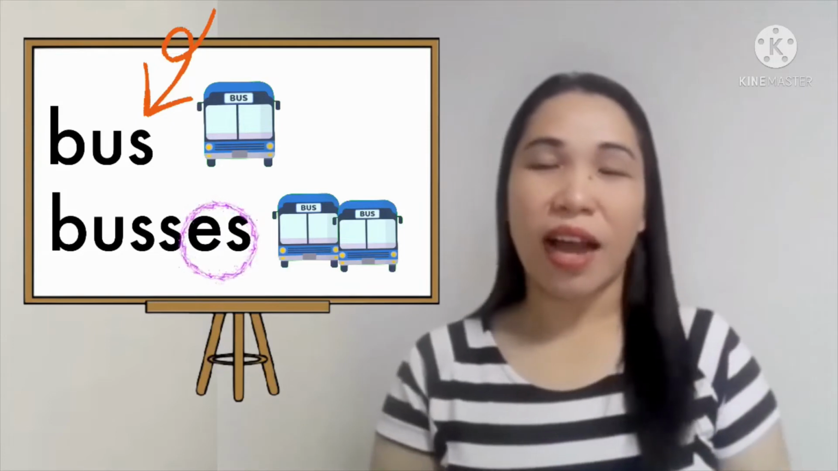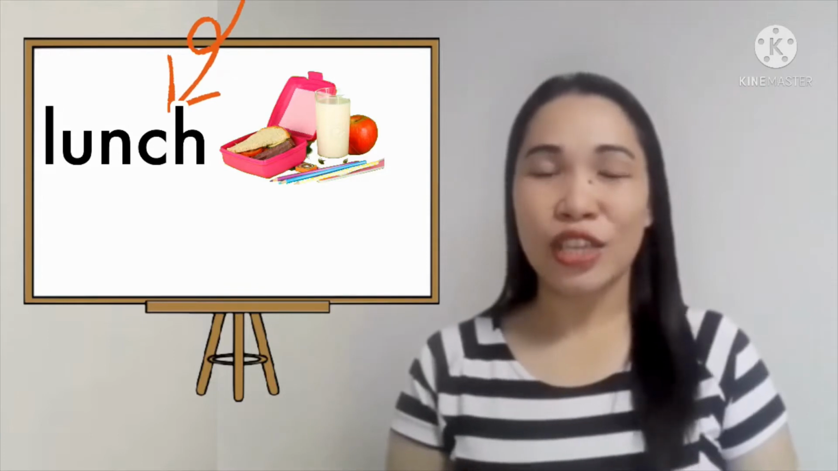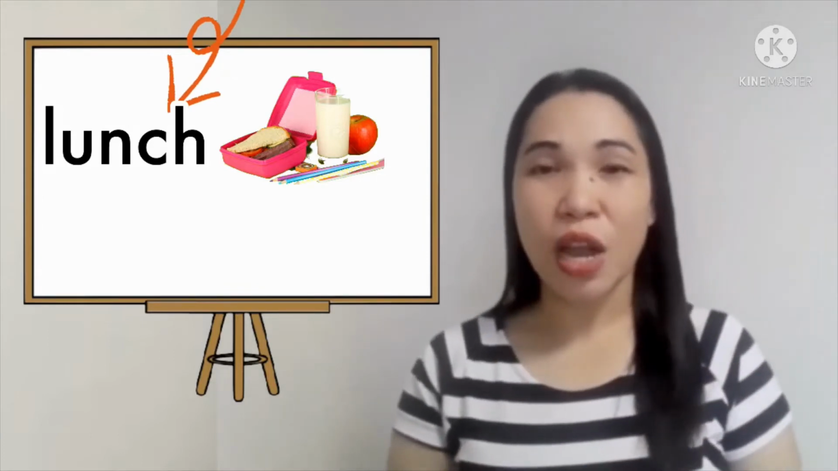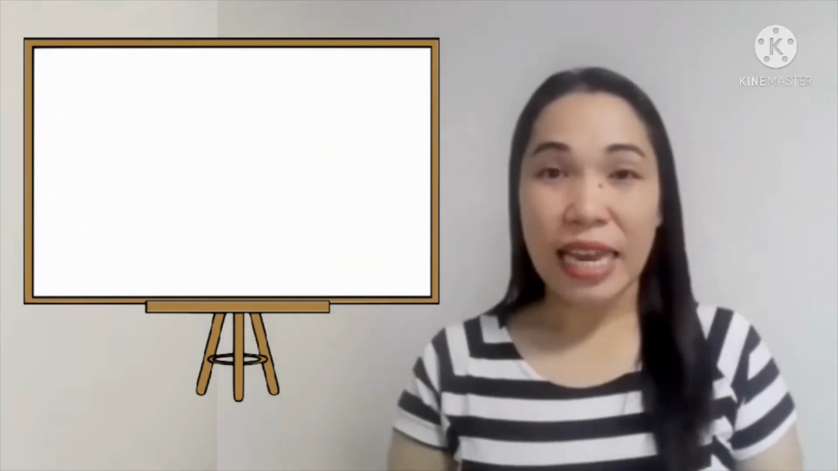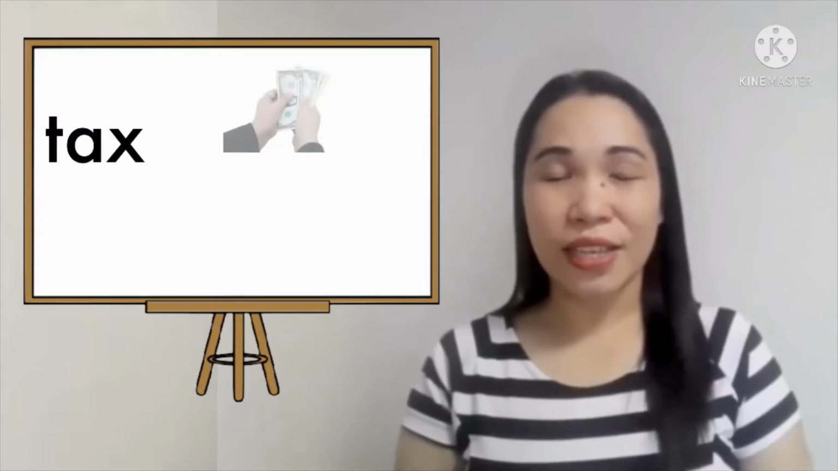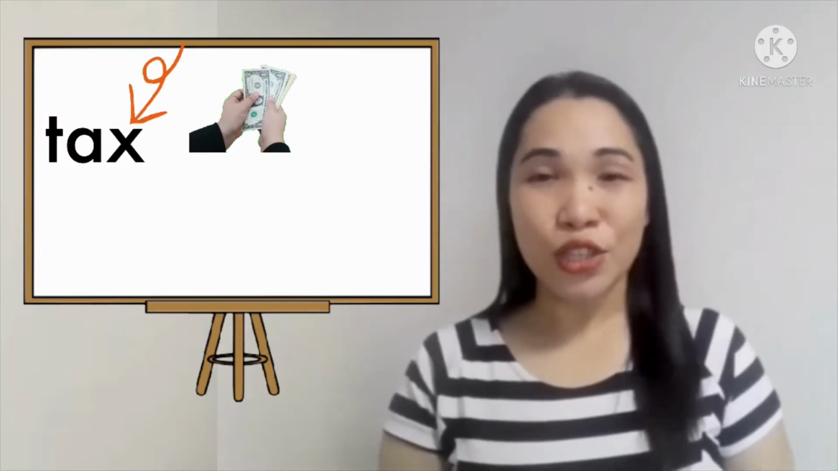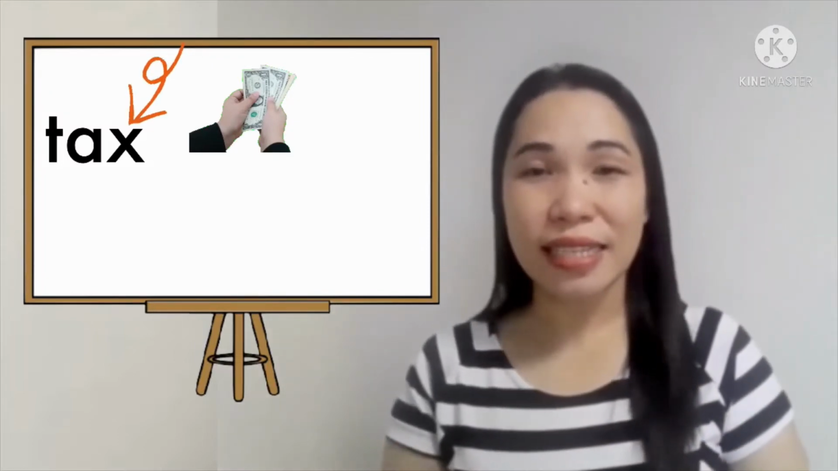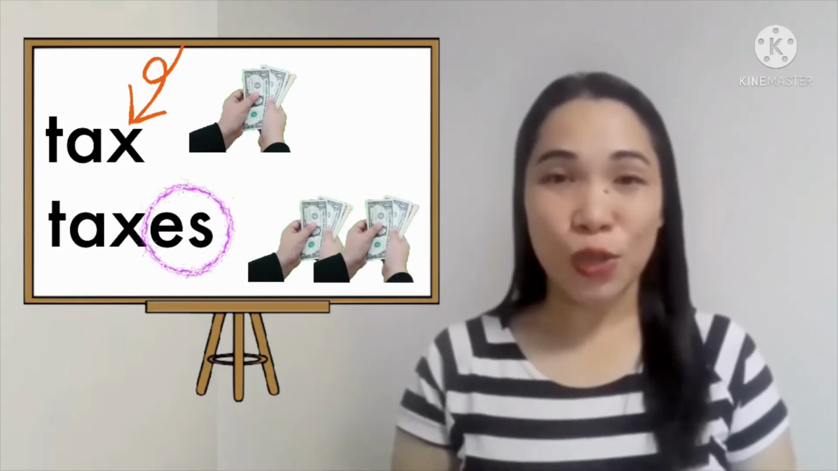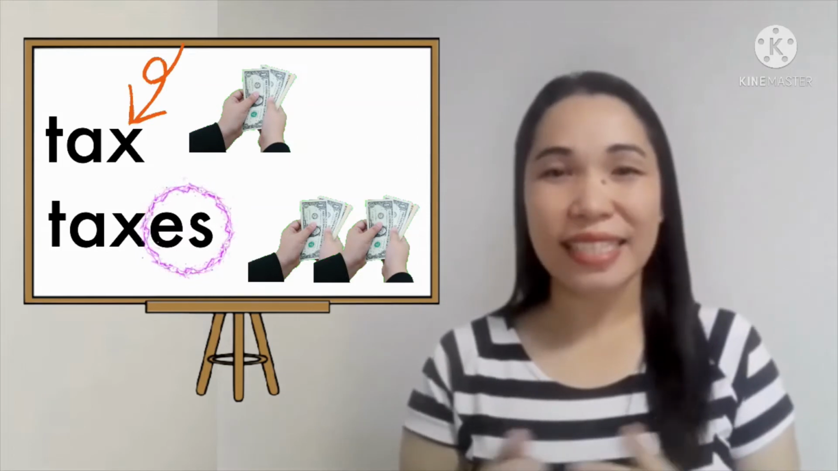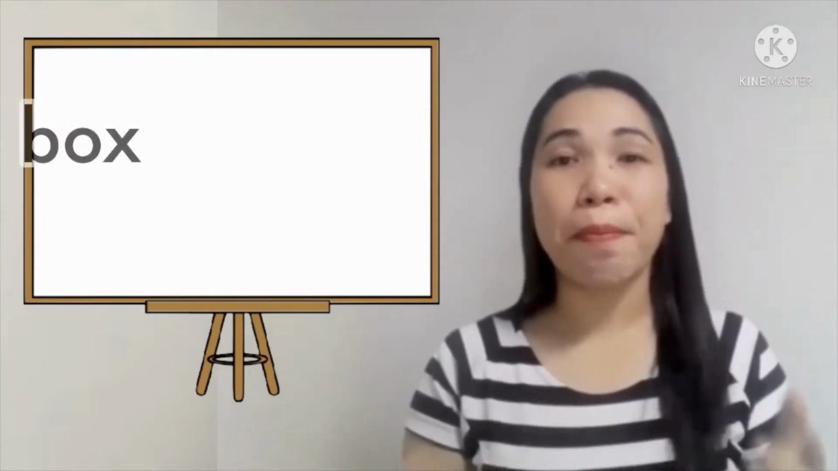So halimbawa, ang lunch. Ang salitang lunch ay nagtatapos ng CH. So to make the word lunch plural, we are going to add ES. So it becomes lunches. Next is the word tax. So ang word na tax ay nagtatapos ng letter X. So pag nagtatapos ng letter X ang isang salita, we can change it into a plural form by adding ES. So yung tax, nagiging taxes. Good job.